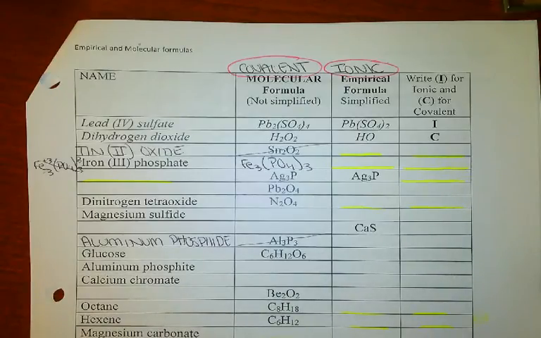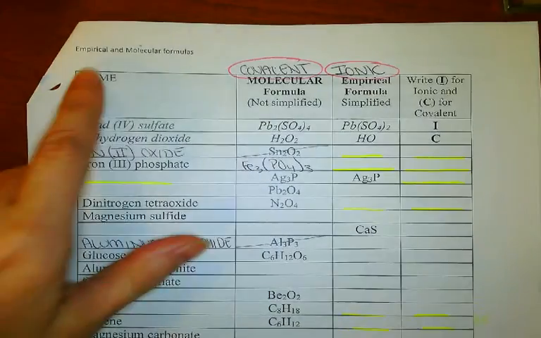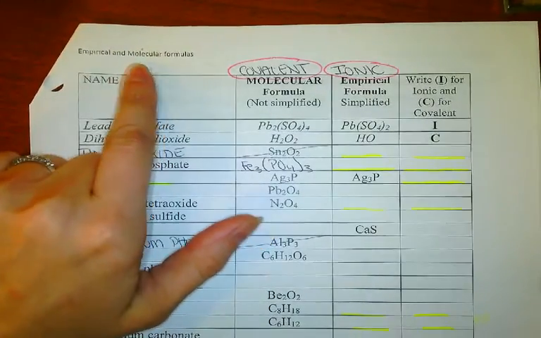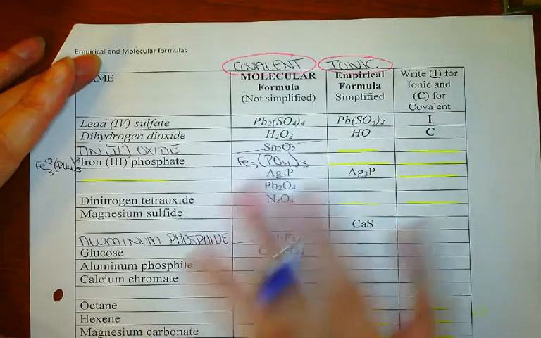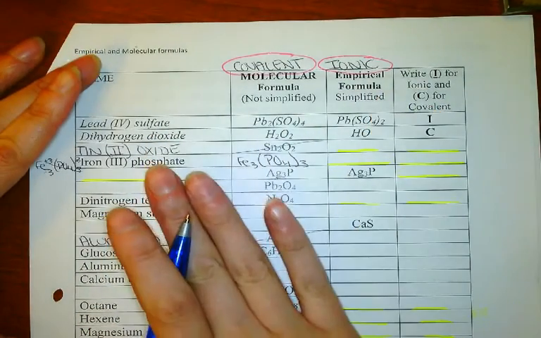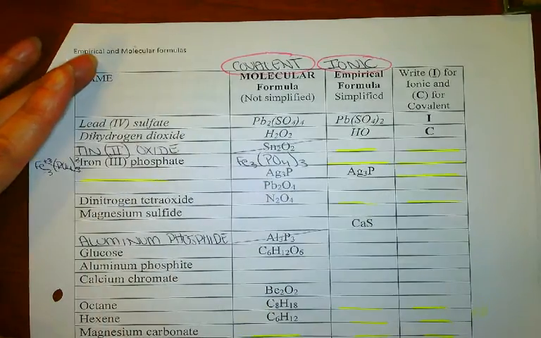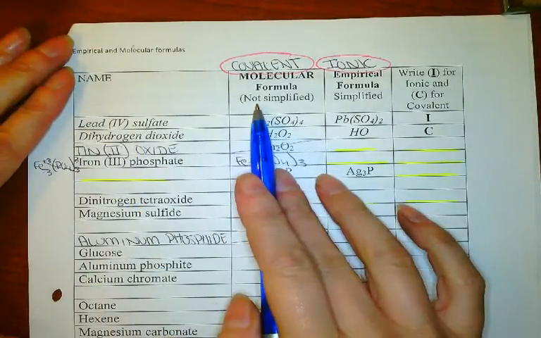This is Unit 7, pages 5 and 6. It's got a tiny little title up there. We're doing empirical and molecular formulas today. So this table is fantastic because not only does it go over our new stuff, it's reminding you of stuff you should know from Unit 6, naming and formula writing.